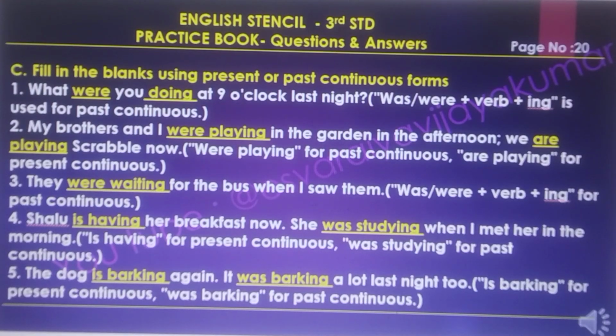The brief answer and the explanations of these questions. Here, what were you doing at 9 o'clock last night? Here was, were plus verb plus ing is the past continuous, used for we are doing, and was, were plus verb plus ing is used for past continuous. So we are used to what were you doing at 9 o'clock last night.